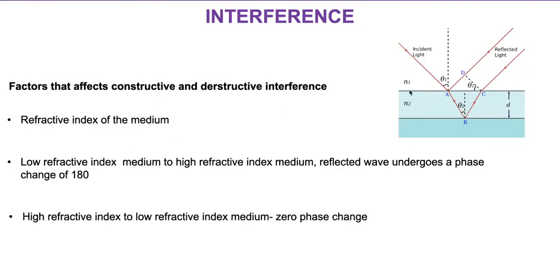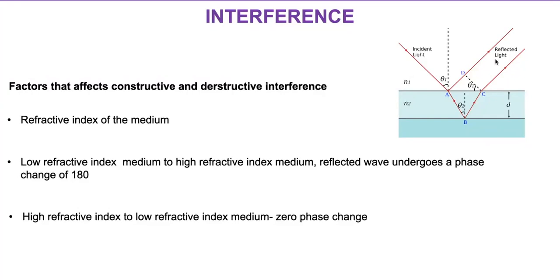As I said, if I have a low refractive index, which means air, it is 1, and a higher refractive index medium, like water, air is 1.33... sorry, air is 1, water is 1.33, it means that the light travels much slower in water compared to air. Then we see a phase change of around 180 degrees, and there's a perfect constructive interference.